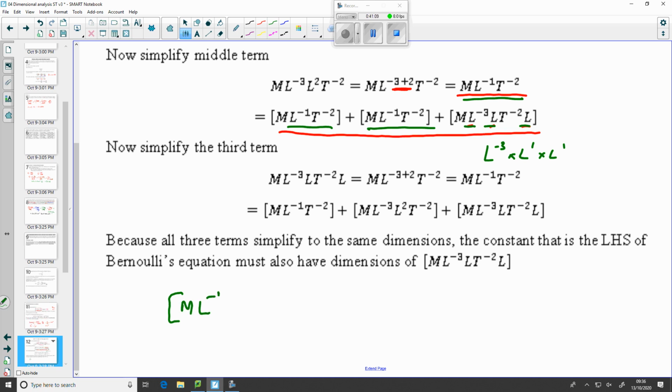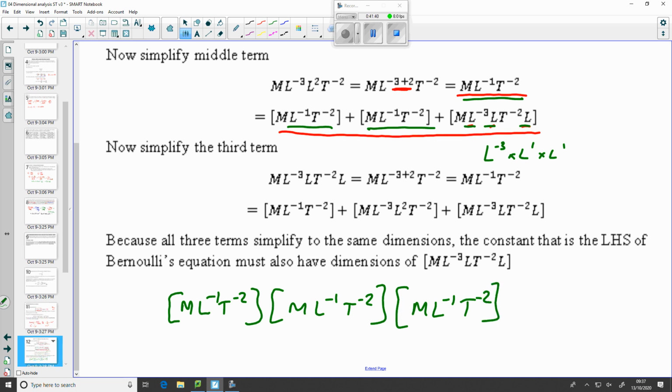First term dimensions are M L minus one T minus two. Second term dimensions, finally, were the same, M L minus 1 T minus 2, and the third ones eventually ended up the same, M L minus 1 T minus 2. That has to be like that, because we want to add them all together. And therefore, the dimensions of that Bernoulli's constant are mass per length per time squared.